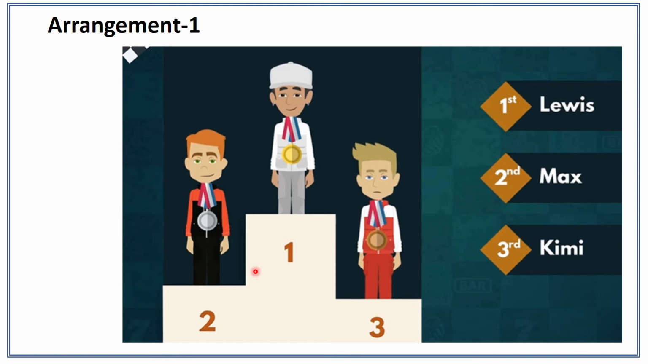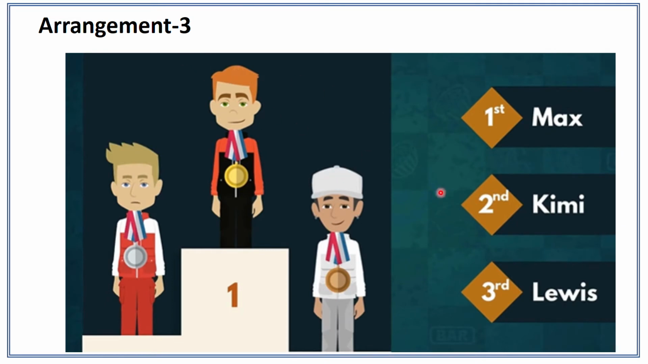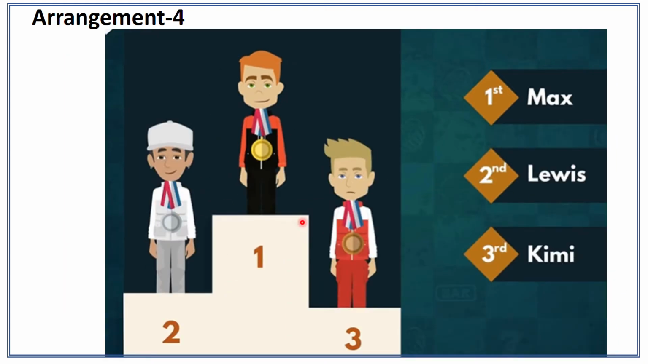In arrangement one, first will be Louis, suppose. Then we have two options. Second will be Max and third will be Kimi. Louis, Max and Kimi: first, second and third. Now suppose Louis is still first, but Kimi is second and Max is third. In arrangement 3, suppose Max comes first, Kimi is second, and Louis is third. In arrangement 4, Max is still first, but Louis comes second and Kimi comes third.